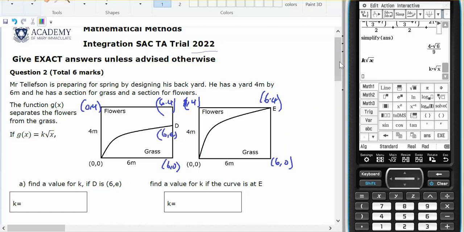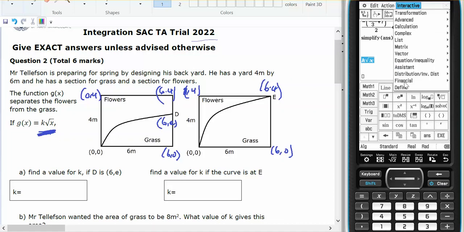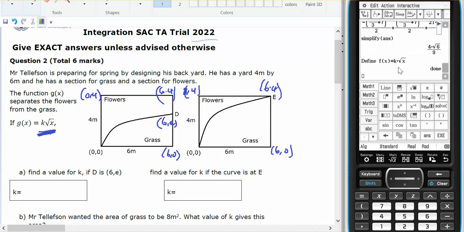Okay, so we have this rule which determines the division between the flowers and the grass, and it's k root x. So I'm going to take k root x and define it, and I'll call it f of x. There it is. So there's my f of x. What would be the value of k if it goes through this point here?